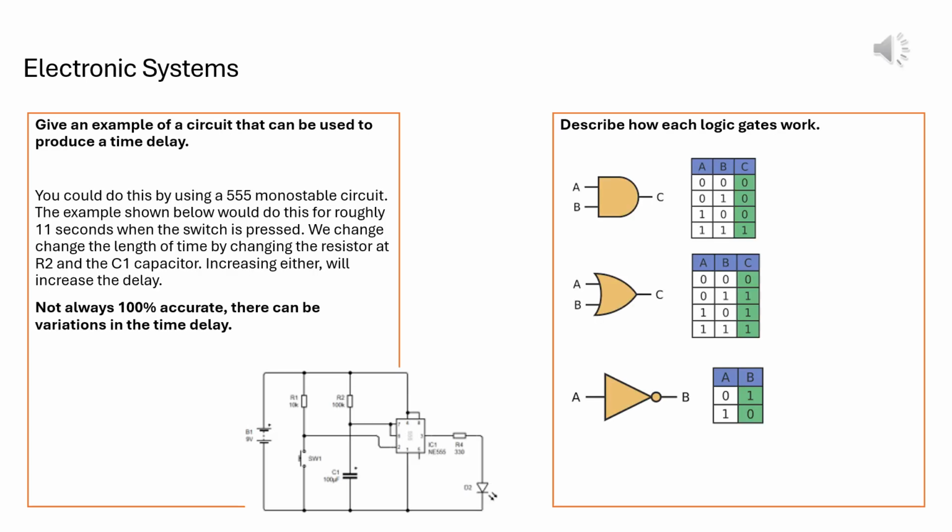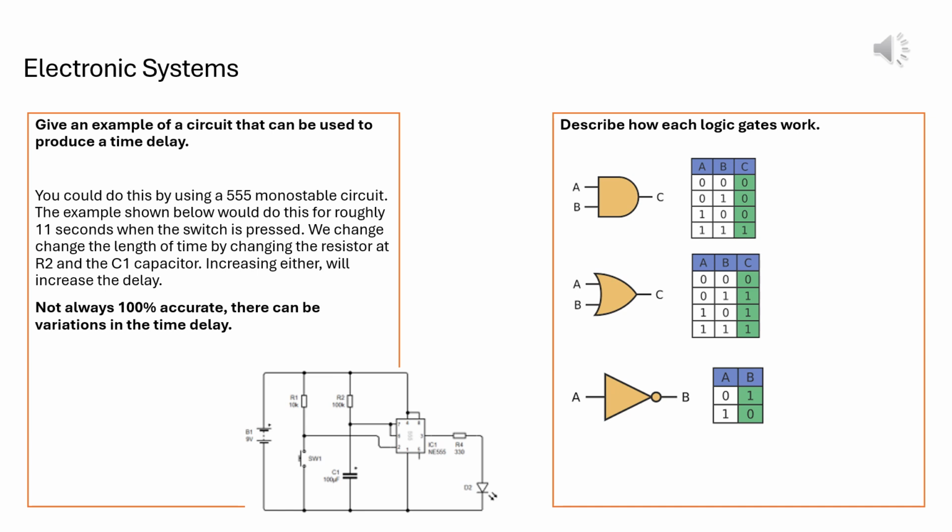So here's an example of a circuit that might be used to produce a time delay. You can do this by using a 555 monostable circuit. For example, this example shown below is to help you, and it will work out about roughly 11 seconds when the switch is pressed. And we can change the length of time by changing the resistor at R2 and the C1 capacitor. Increasing either will increase the delay. It's not always 100% accurate, and there can be variations, but this is what the circuit looks like.